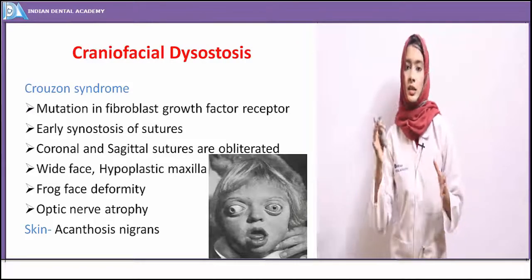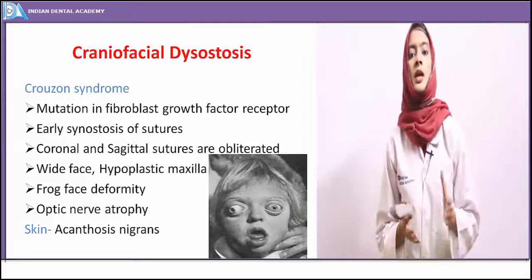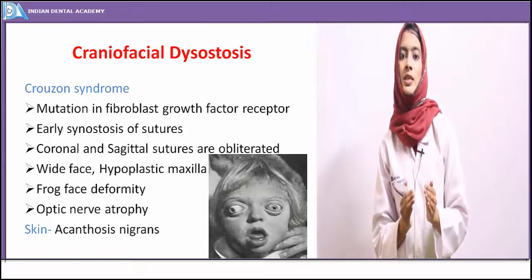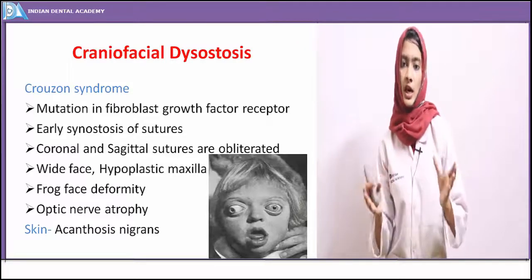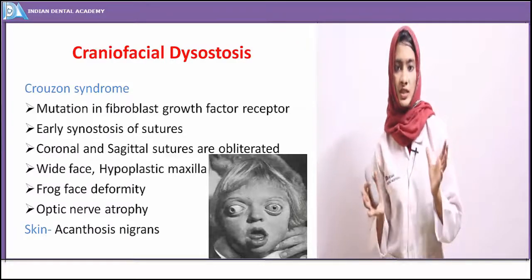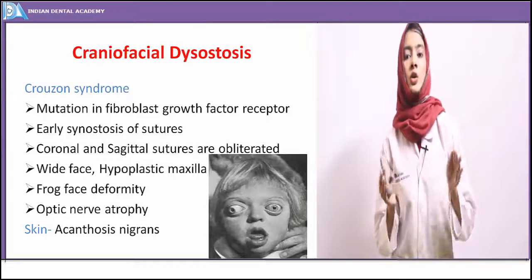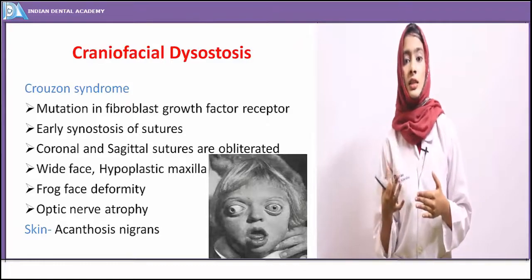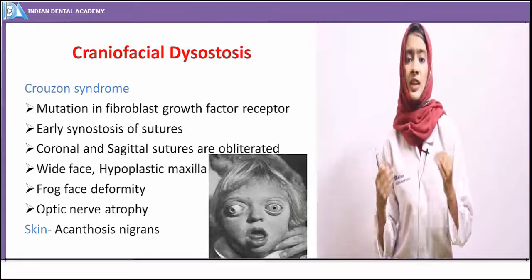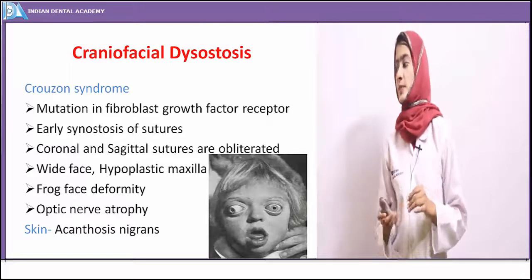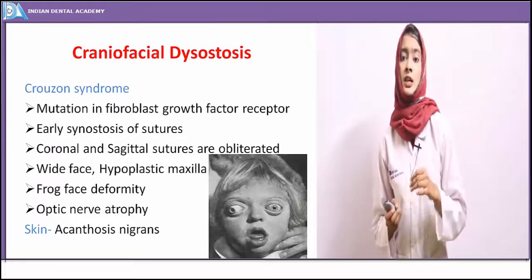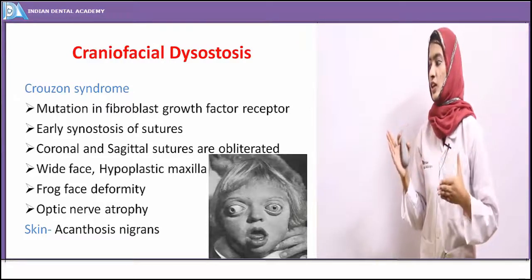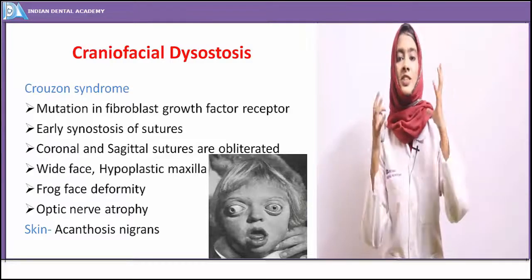Normally the sutures close only when the skull or the brain has grown to sufficient size. But because of early closure of sutures, there is increased intracranial pressure. This leads to hydrocephalus and a variety of brain compression syndromes, and neurologic and CNS disturbances are seen. The characteristic feature of Crouzon syndrome is the appearance of a frog face.